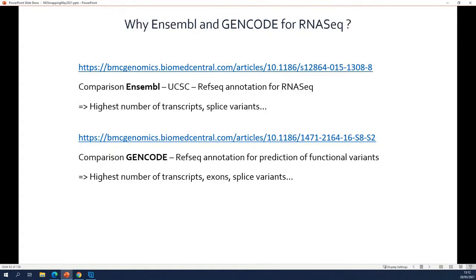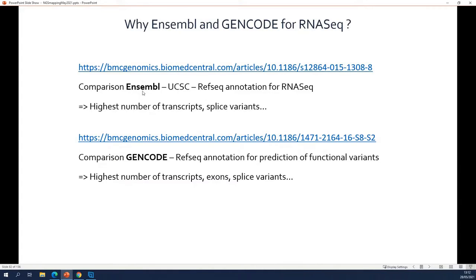So I never go to UCSC, I never go to NCBI when I do RNA-seq. Why? Well, there have been many publications, and I listed 2 of these publications here on the slide, but there are more than these 2. Many publications where they compared. So in this one, they compared Ensembl annotation, so location of exons, introns, and so on, UCSC and RefSeq, that's NCBI, yeah, for RNA-seq experiments. And they came to the conclusion that when you work with RNA-seq data, the best choice here is Ensembl.